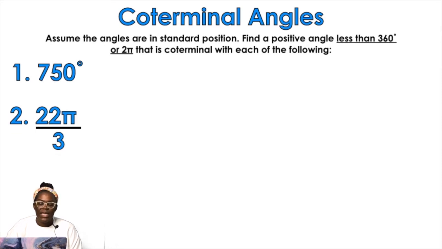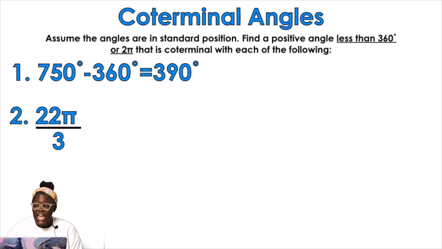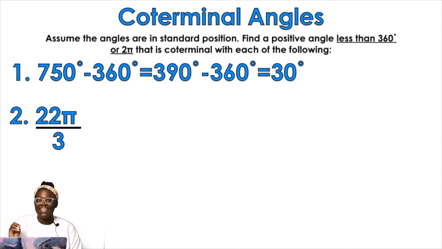Okay, assume the angles are in standard position. Find a positive angle less than 360 or 2 pi that is coterminal with each of the following. So we're mixed, so we have 750, right? So 750 minus 360, because remember, we need to get it less than 360. It's 390. Is 390 less than 360? No. So what do we have to do? Oh my gosh, we have to subtract 360 again. And that's what gives us 30 degrees. That is the answer. See, this time we got multiples.